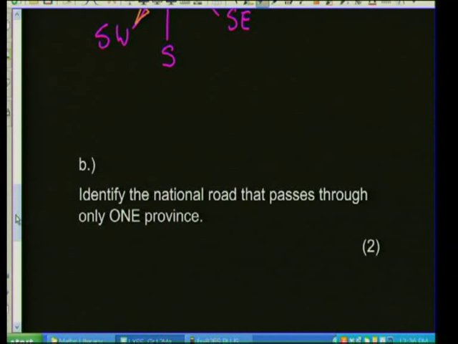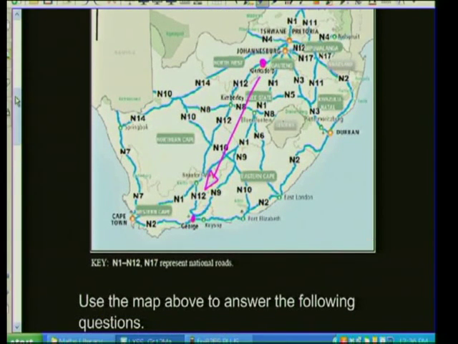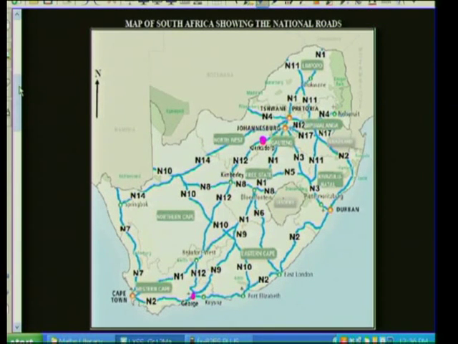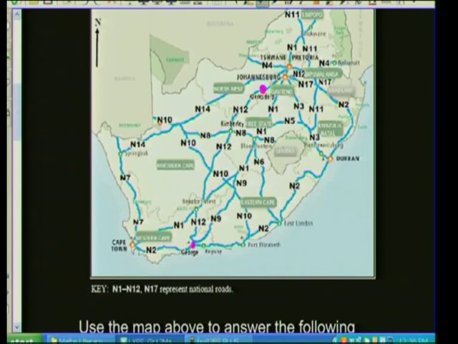Now, identify the national road that passes through only one province. Now, this is quite a challenging question, especially if we haven't done it before. Let's take away our arrow now. We are looking for a national road. Now, these roads that have N's next to them are national roads. We want one that goes only through one province. So if we have a look at our different roads, we can go through each one of the numbers.